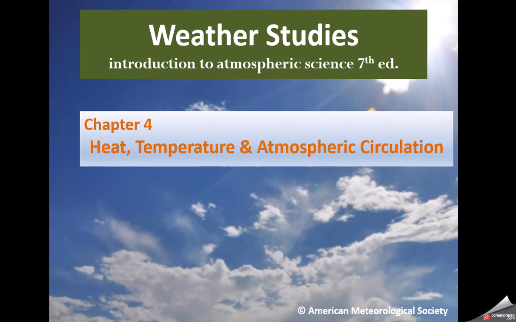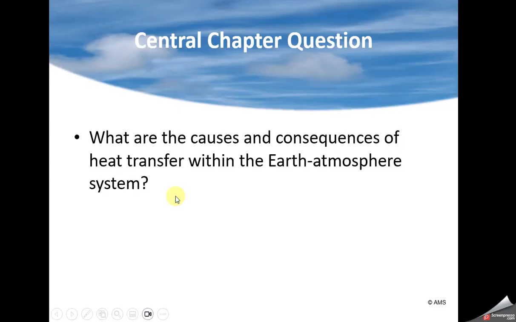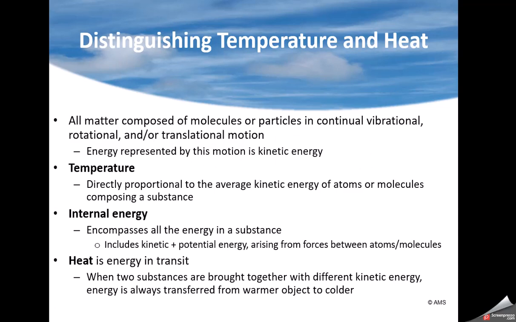Well, temperature is an atmospheric variable that's constantly changing. Heat influences temperature, atmospheric circulation influences temperature, and vice versa. Temperature influences heat, and temperature also influences atmospheric circulation. So they work on each other. So let's take a look at a little bit more of this. What are some of the causes that can change temperature?